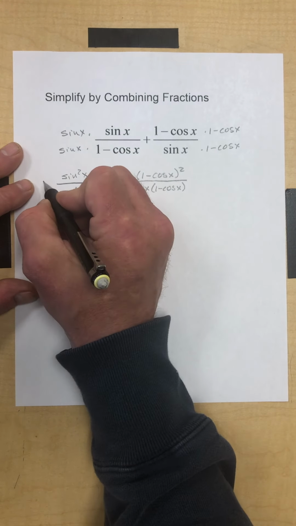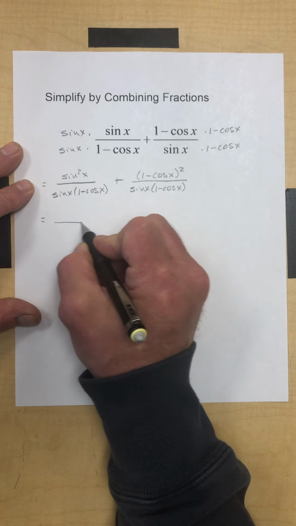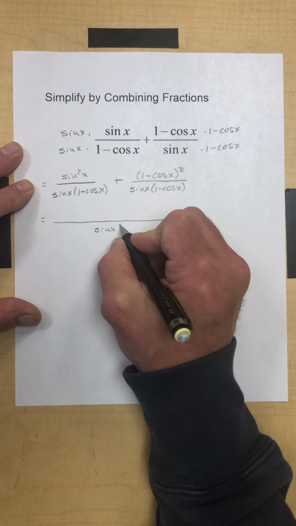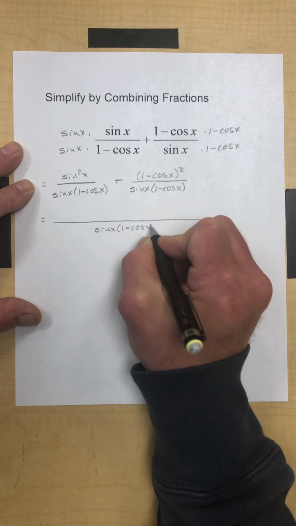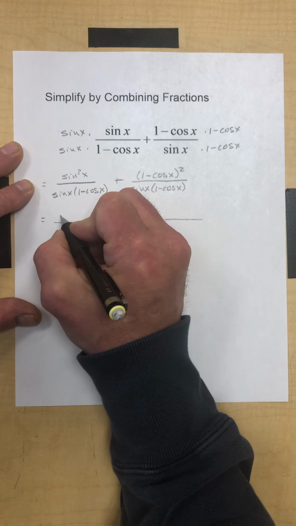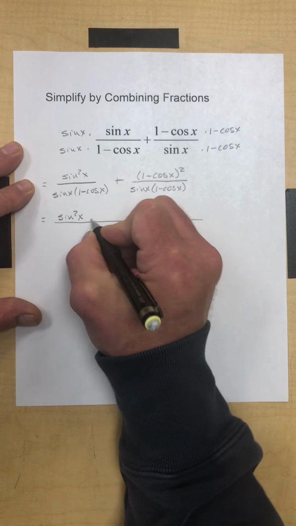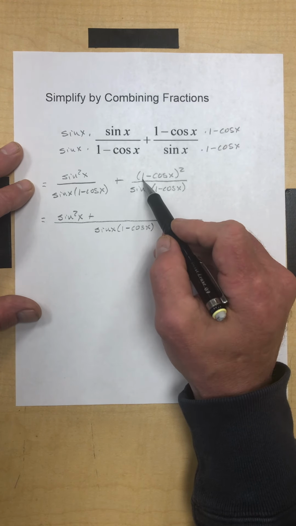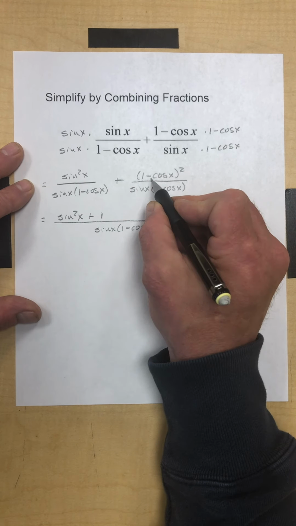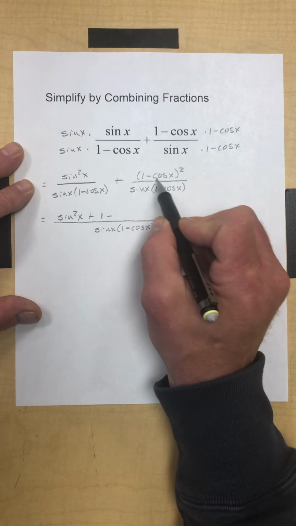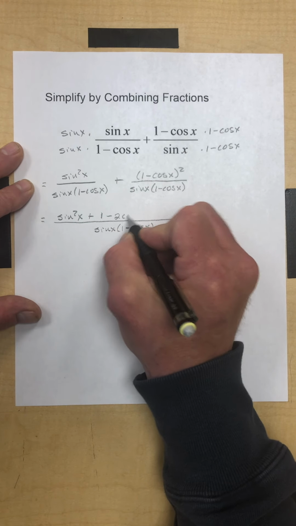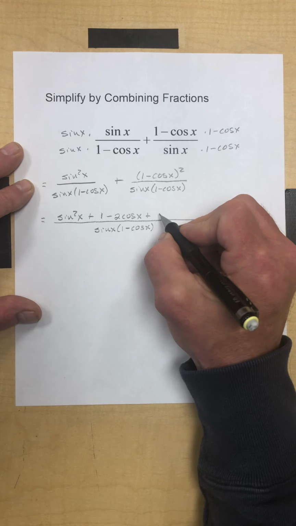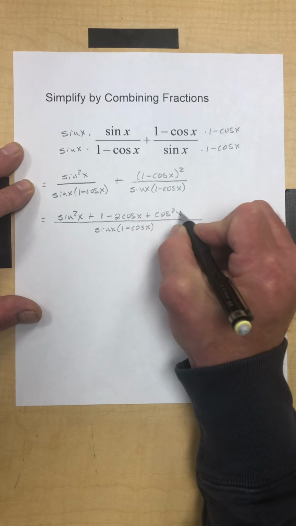Okay, so let's see. I can combine this entire thing over the same denominator, sine of x times 1 minus cosine of x. So I have this sine squared of x right here, plus, and let's see, I expand this. I'm just going to do it in my head using the formula. So we take the first term and square it. 1 squared is 1, minus 2 times the first times the second, so that'll give me 2 cosine x, plus the second term squared. So when I square cosine of x, I get cosine squared of x.